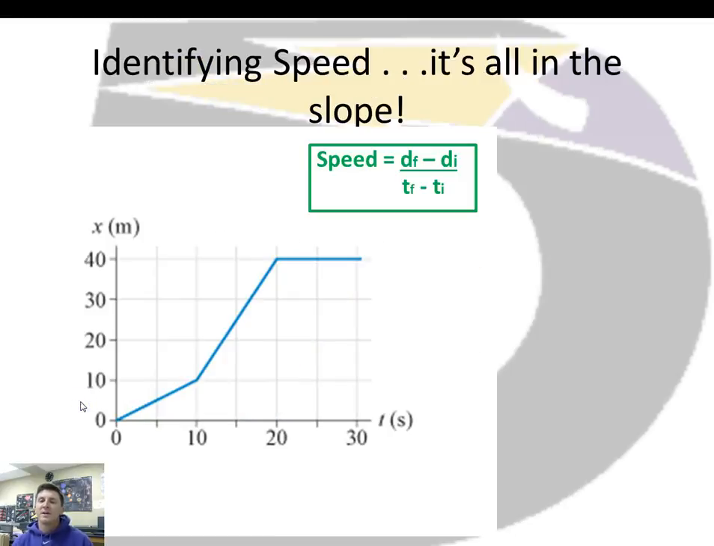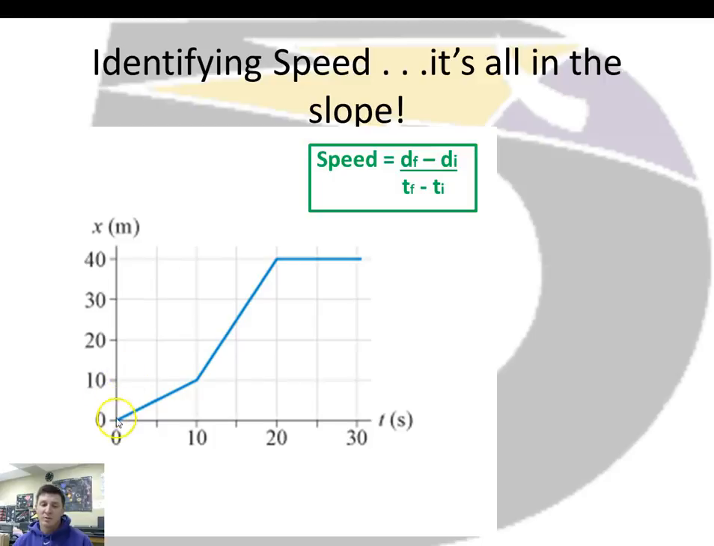Finally, identifying the speed. It's all in the slope. The slope of the line, what you may have in math called growth rate, determines how fast the object is traveling. We can calculate slope by using this equation, but we're not going to. You need to explain in relative terms how the slope of an object determines the speed.